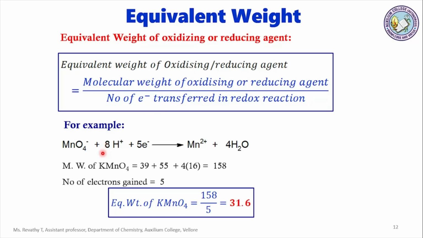First, let's take the example of oxidizing agent KMnO4. In this reaction, in acidic medium, H+, the electrons are gained to convert Mn7+ to Mn2+. So, 5 electrons are gained in this reaction. Hence, equivalent weight of KMnO4 is equal to 158, which is the molecular weight of KMnO4, divided by 5, which is the number of electrons gained. Therefore, equivalent weight of KMnO4 is equal to 31.6.